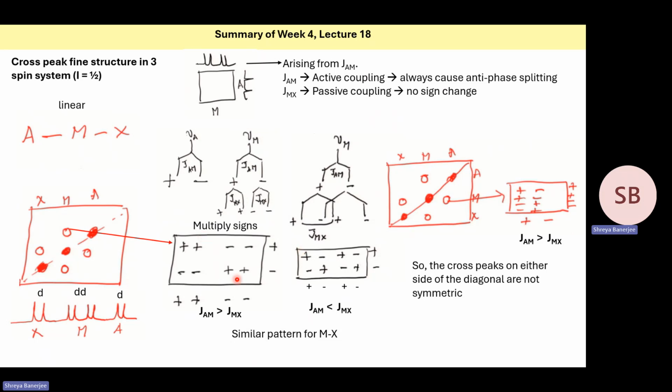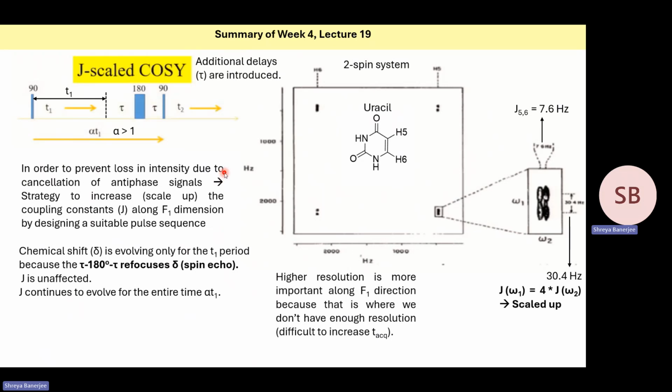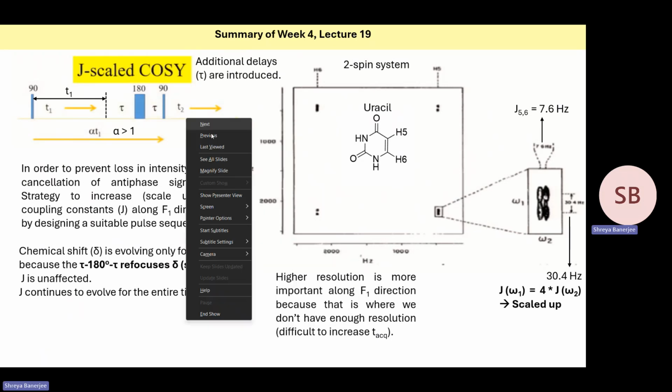And this is your peak appearance on the opposite side of the diagonal. And they are clearly different. So this is all about your three-spin system. Now we'll look at a special kind of COSY known as the J-scaled COSY.